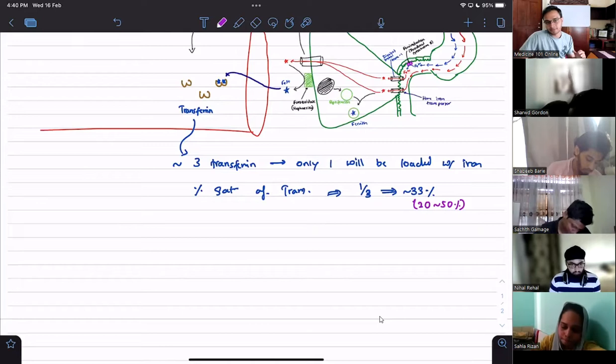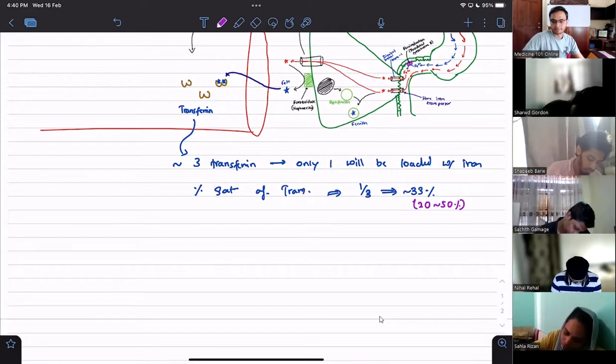Within that range, that is the percentage saturation of transferrin, right? Okay.